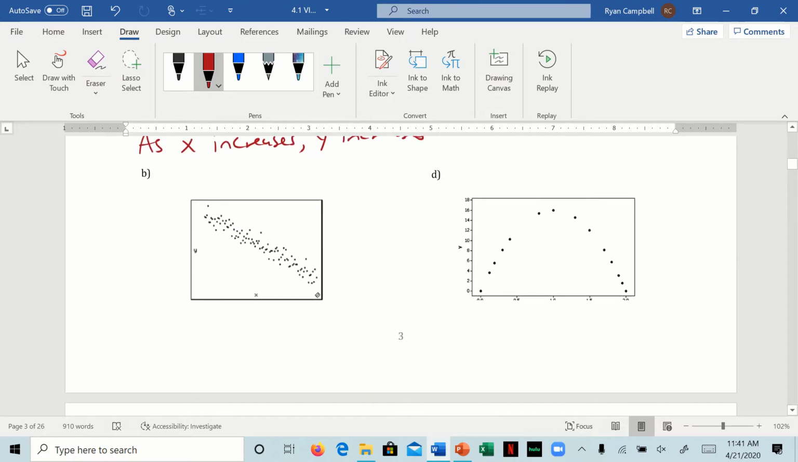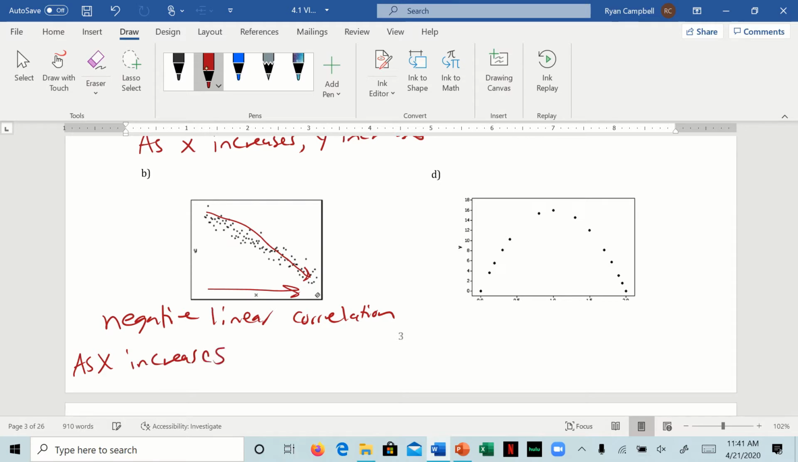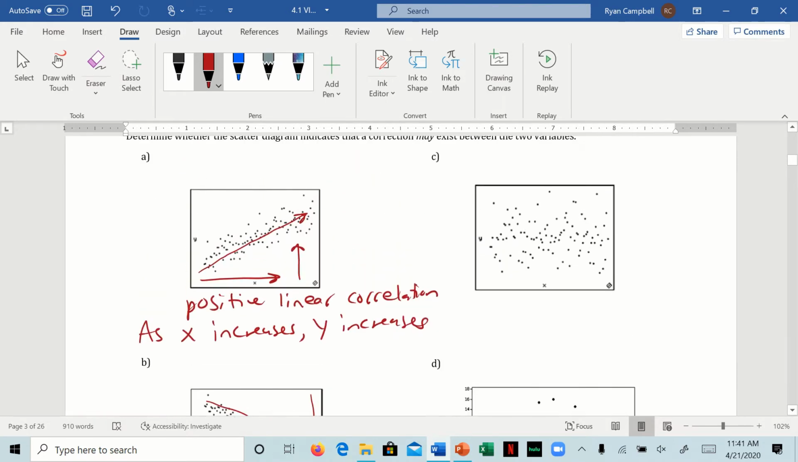Part B, we can see that this is typically going in a downward direction, so this is probably going to be a negative linear correlation. So again, as x increases, what's happening to the y values? We see that the y values are actually decreasing this time. That's what happens with a negative linear correlation. Part C, you're just kind of all over the place. So there's really no correlation occurring. They don't really seem like they're connected in any way. They're just kind of all over the place.